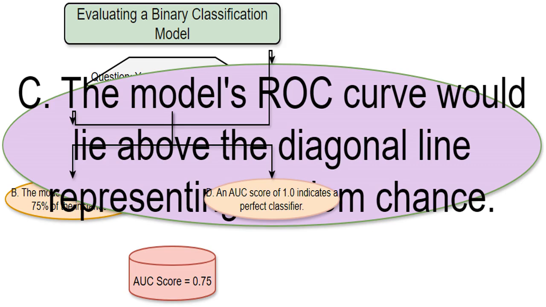This is true. The ROC curve shows the trade-off between true positive and false positive rates. An AUC above 0.5 indicates the curve is above the diagonal, which represents random guessing. This is a great visual confirmation that the model is better than random.